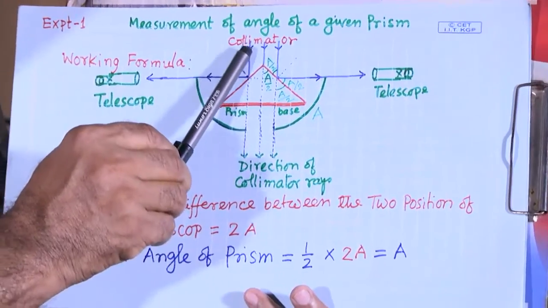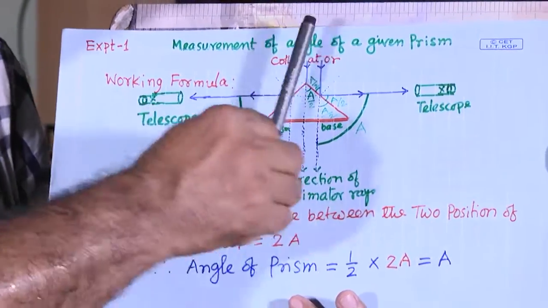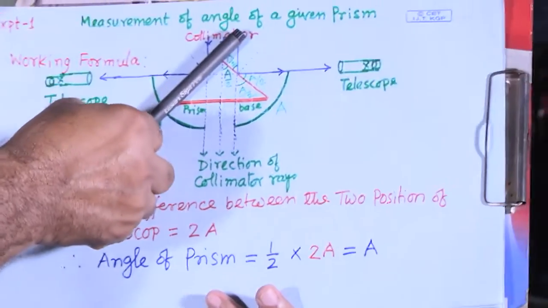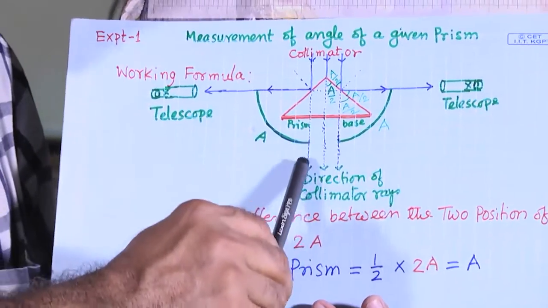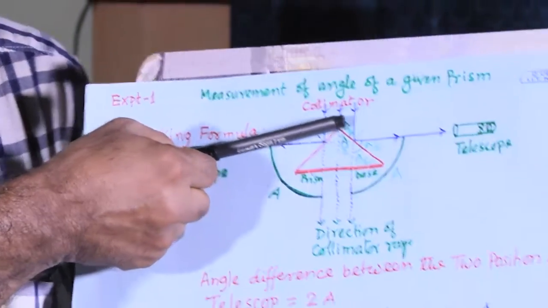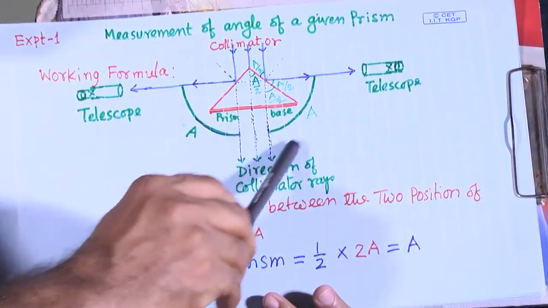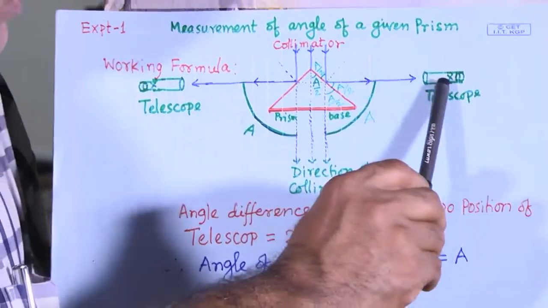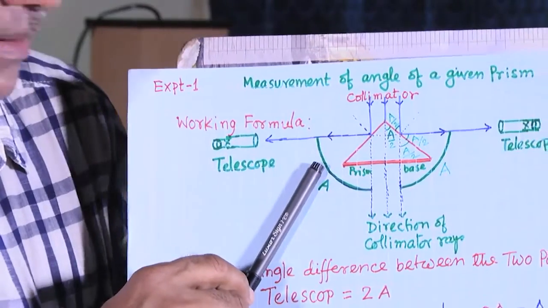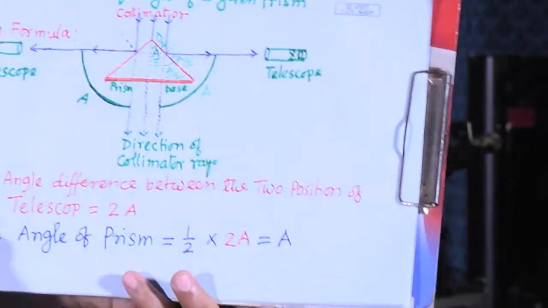So, similarly on the other side also. This face is rotated by a by 2, so this reflected ray will be rotated by 2 into a by 2. So, the angle between these two reflected rays from the two faces is 2a. Okay.